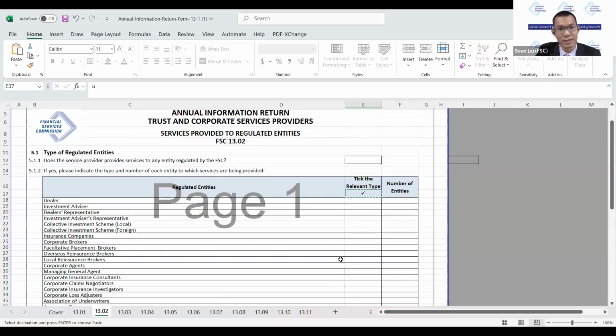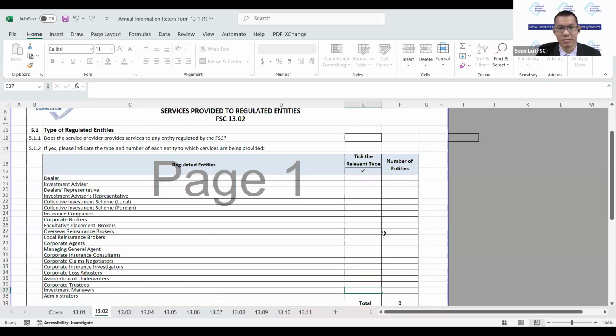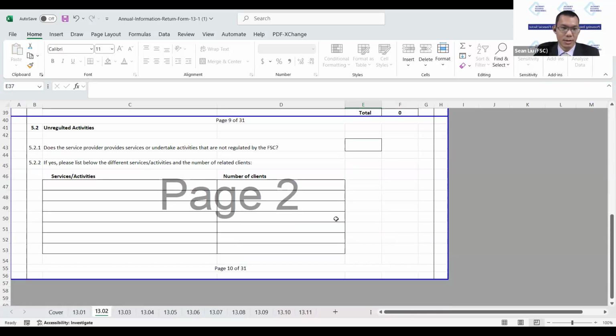If you don't provide any services to regulated entities, then you can just leave this blank. And as mentioned before, we will ask whether or not you provide any unregulated activities. So unregulated activities mean activities not regulated by the FSC. If you don't, no, that's good. If you do, yes, and just kindly list out the activities and the number of clients you provide said activities to.